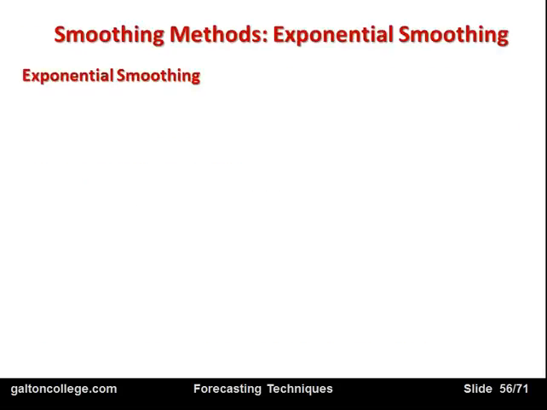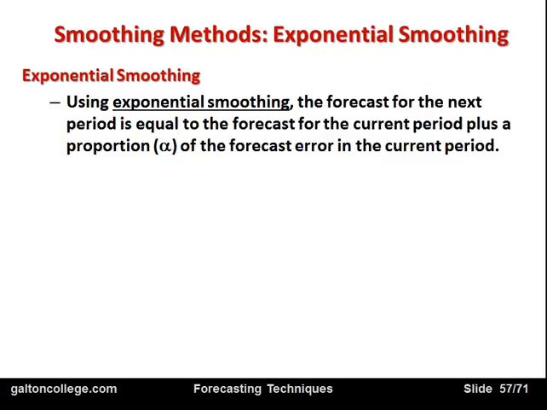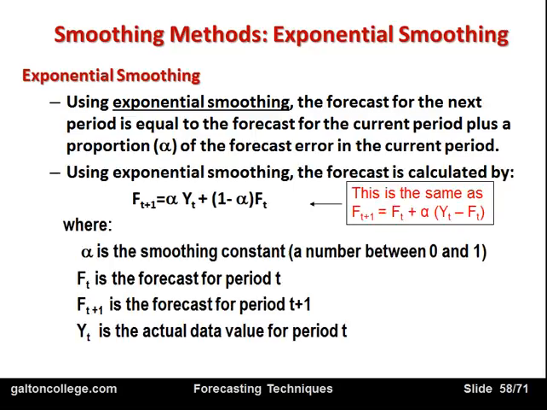Now let's look at exponential smoothing. Using exponential smoothing, the forecast for the next period is equal to the forecast for the current period plus a proportion, alpha, of the forecast error in the current period. Sounds complicated. We simply take the forecast for the next period is equal to the forecast for the current period plus a proportion, alpha, of the forecast error for the current period. Let's have a look at how this works.